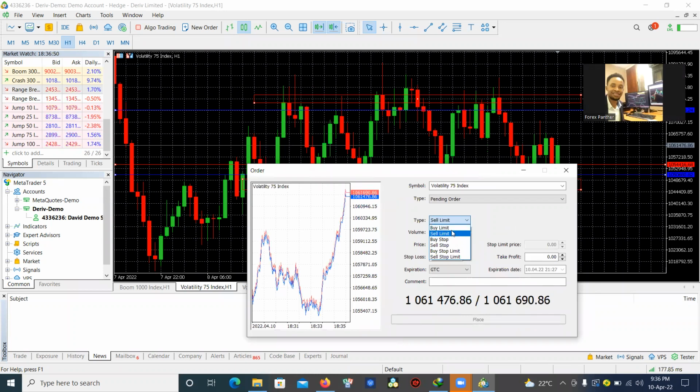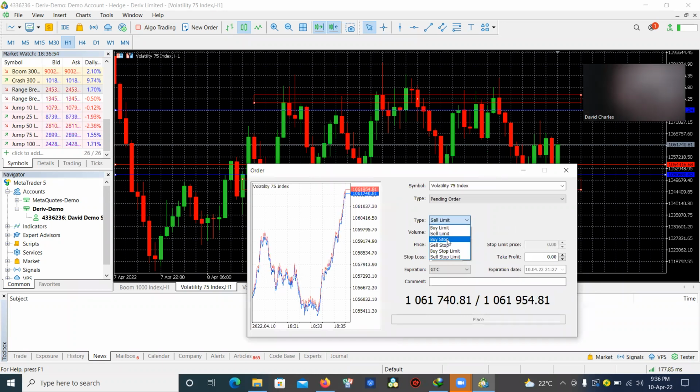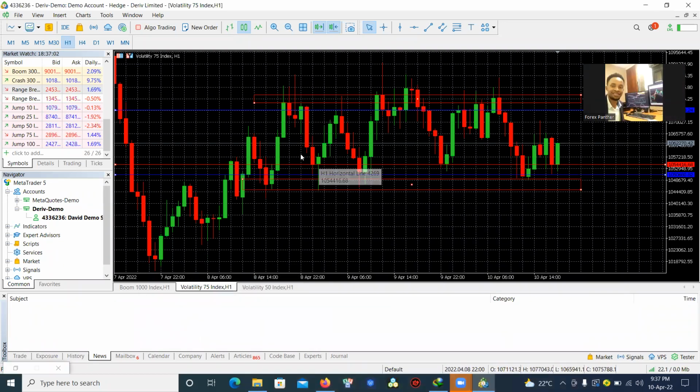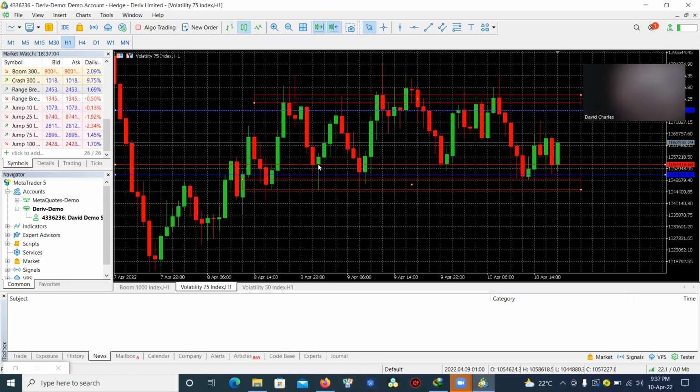Sure, sure. Okay, now I've covered the buy limit and the buy stop and the sell limit. Now the buy limit is when you are here. I mean, this is now a bearish movement.